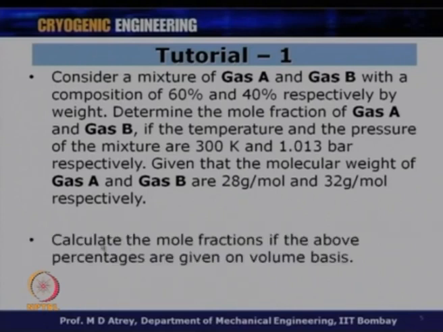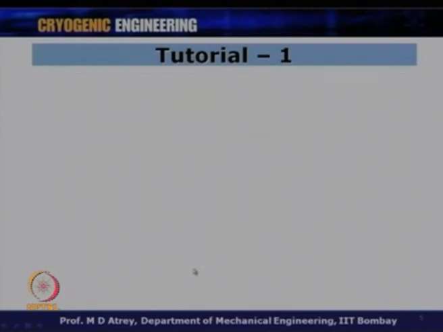The second part of the problem says calculate the mole fractions where the above percentages, that is 60-40 percentage, are given on a volume basis. So, the first problem is basically the composition given on a weight basis, and the second one is given on a volumetric basis. Ultimately we would like to convert these fractions into molar fractions of gas A and gas B respectively. So, what do we do?